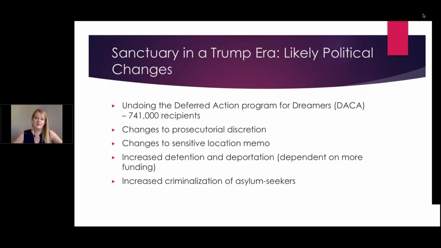AmyBeth mentioned the function of prosecutorial discretion that allows people to advocate on a case-by-case basis for those who should have their cases closed under a particular category. There could be significant changes. And what that basically means is that the avenues that we have to advocate are going to be greatly limited. There also could be changes in the sensitive location memo, and that memo gives guidelines to the Department of Homeland Security that they should not enter into sensitive locations of houses of worship, hospitals, and schools.